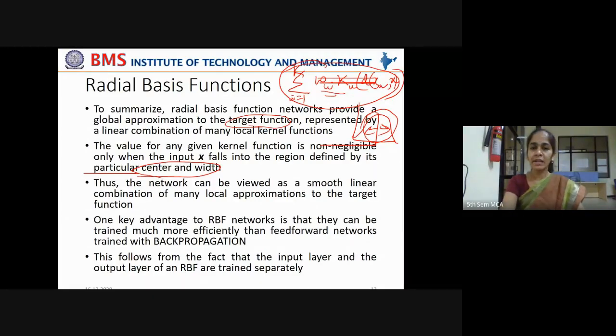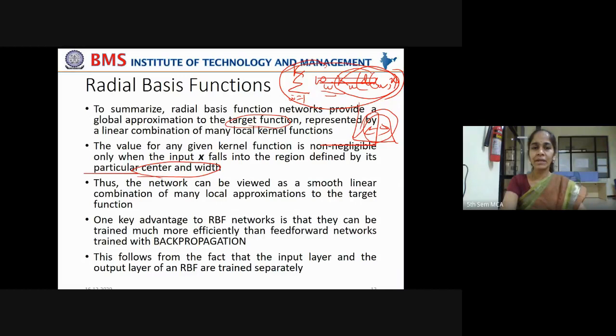Okay, thus the network can be viewed as a smooth linear combination of many local approximations to the target function. So each of these kernel functions is a local approximation, which are combined in order to arrive at a global approximation. Did you understand that? Each kernel function is a local approximation, and you are combining all those kernel functions in order to arrive at a final target function, which is a global approximation.